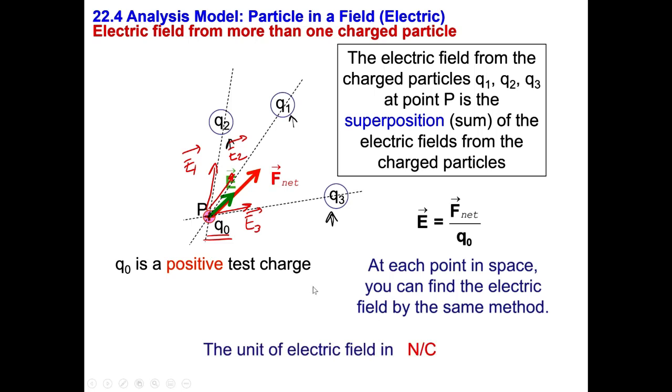The unit of force is newtons, the unit of charge is coulomb. So the unit of electric field is newtons per coulomb. And in the future we will use a different unit that is also valid, which is volts per meter. We will do that in a future chapter.